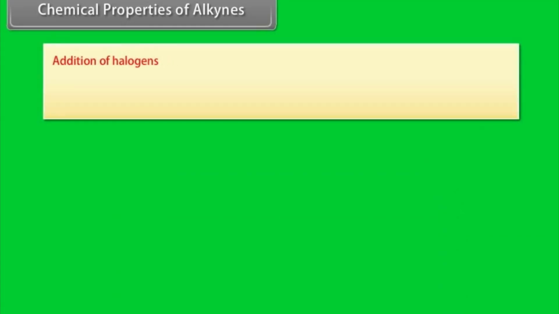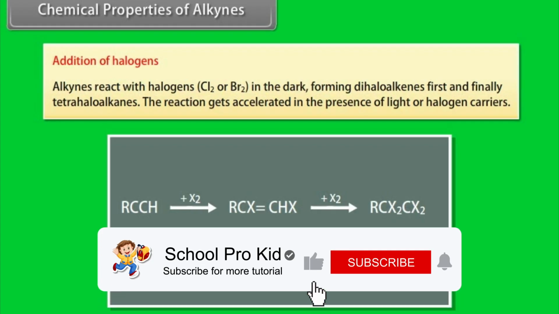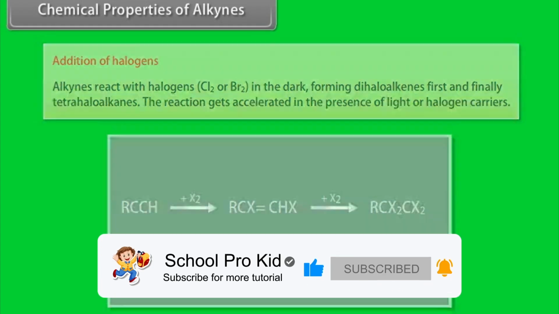Addition of halogens. Alkynes react with halogens, Cl2 or Br2, in the dark, forming dihaloalkanes first and finally tetrahaloalkanes. The reaction gets accelerated in the presence of light or halogen carriers.